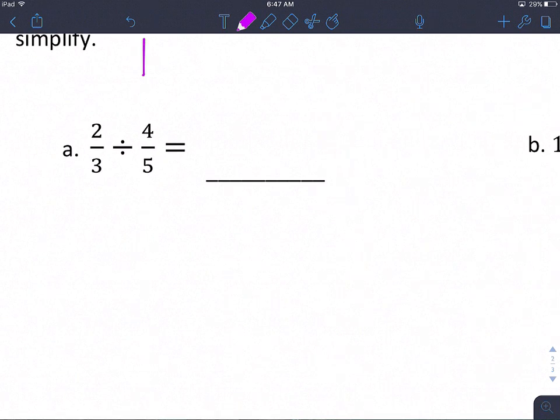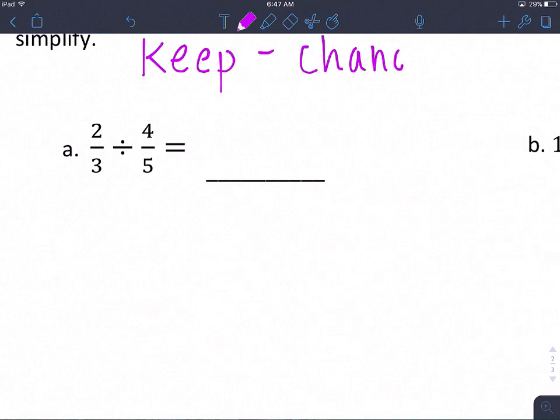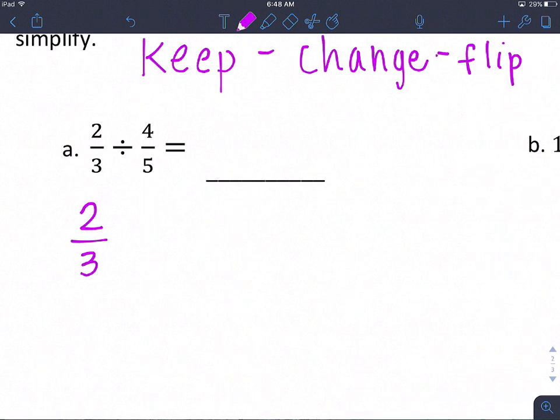Now, the words we need to remember are keep, change, and flip. So we keep that first fraction the same, so we keep 2/3 the same. We change division to multiplication, and we flip our second fraction.